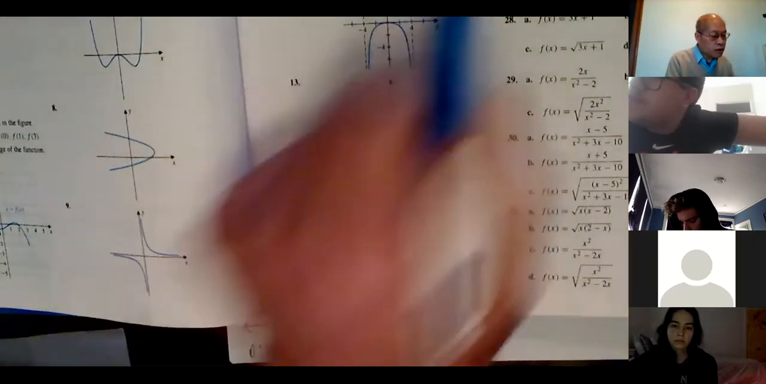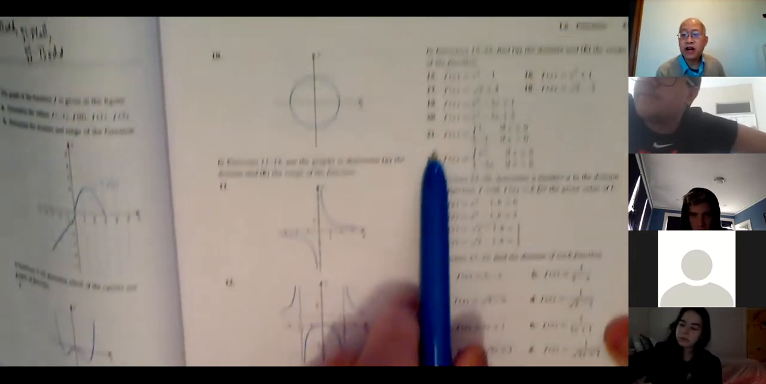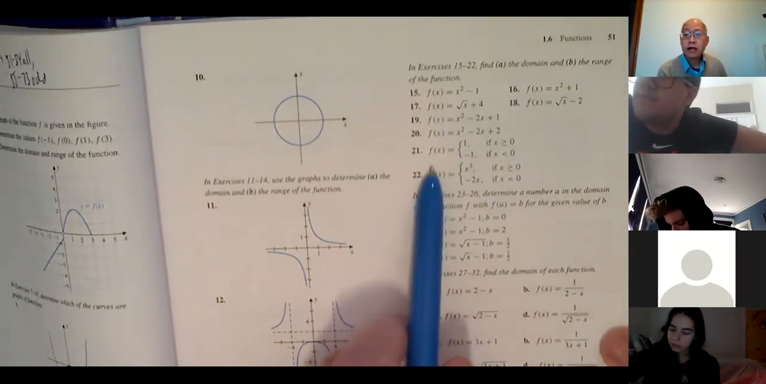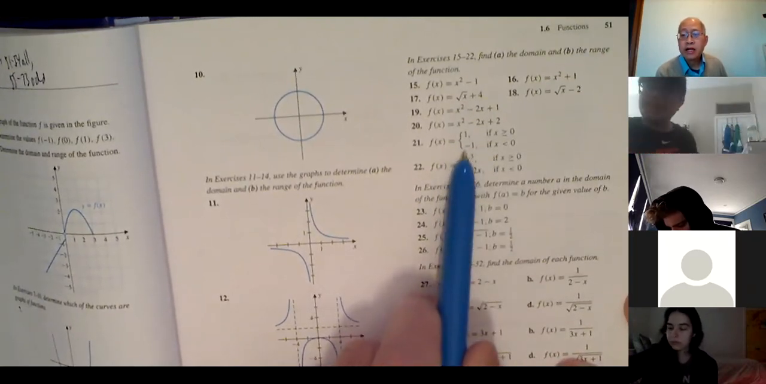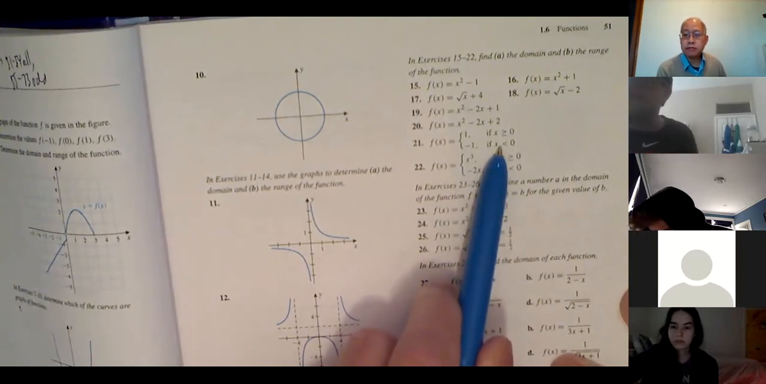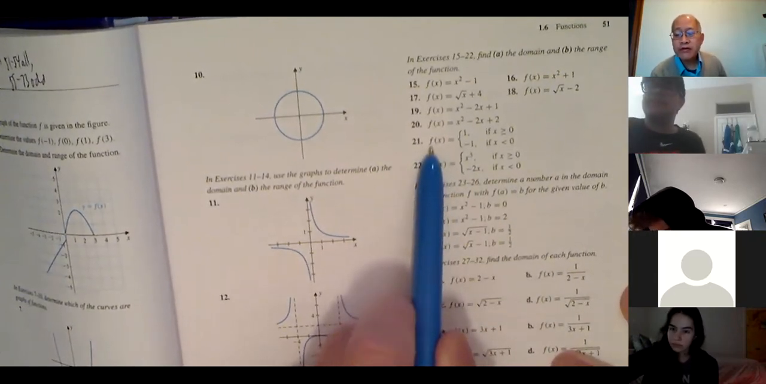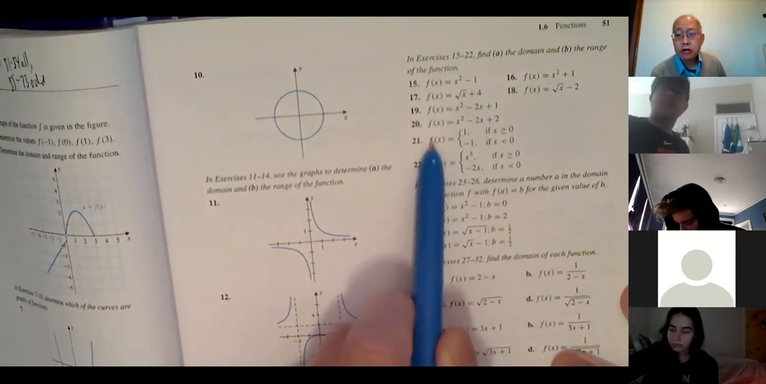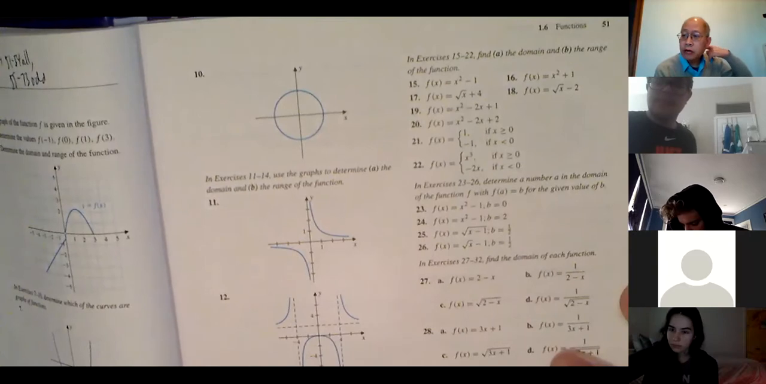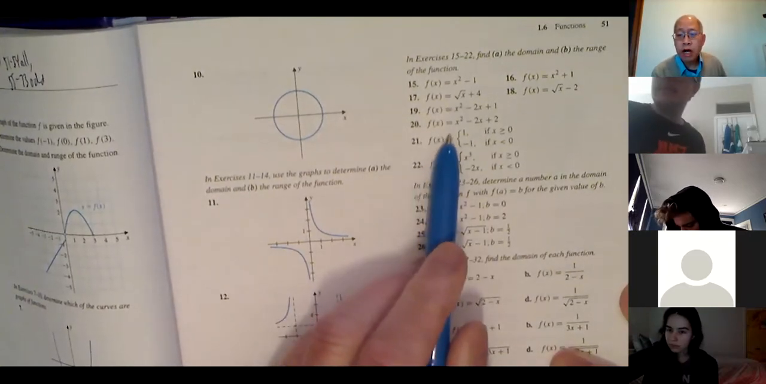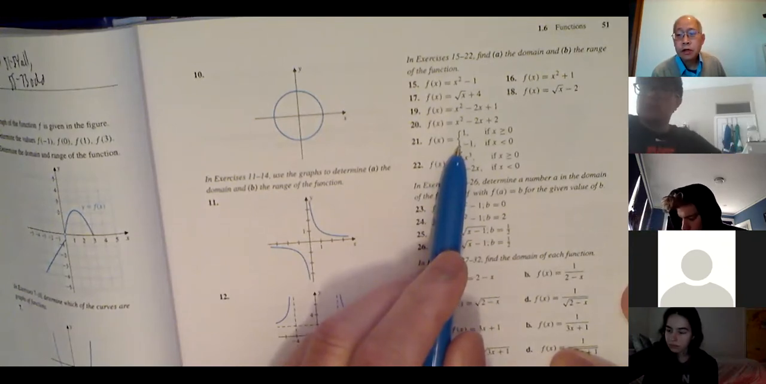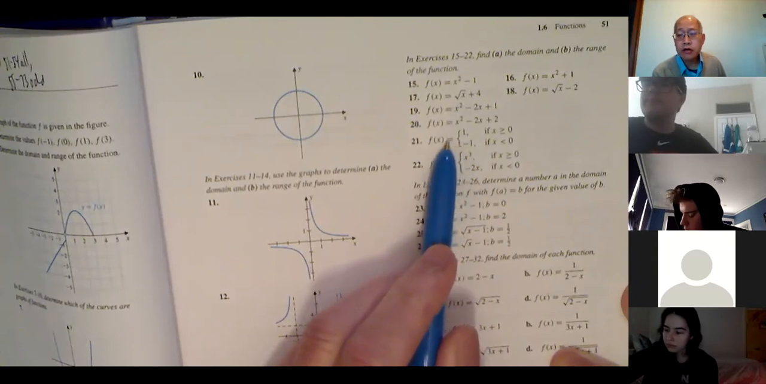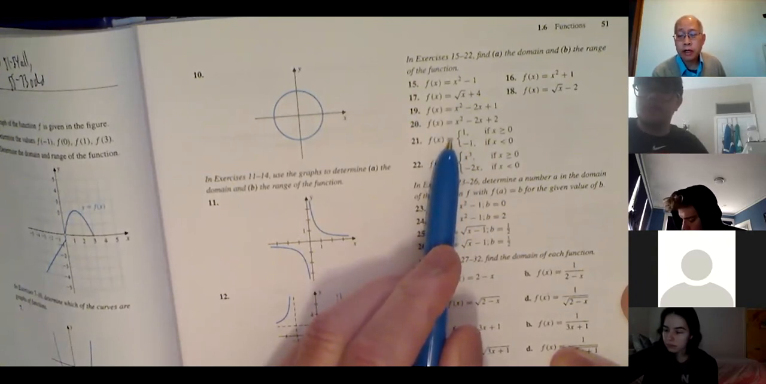Okay, next one I want to show you was 21. It's a piecewise defined function. It's split into two pieces, right? So f of x is 1 if x is greater than or equal to 0, negative 1 if x is less than 0. Now, before I go on, remember that f of x is like y. So it's like saying y equals 1, y equals negative 1. Do you recall what's the graph of y equals 1 or y equals negative 1? Those are horizontal lines, right? If all you see is y equals a number, it's a horizontal line.